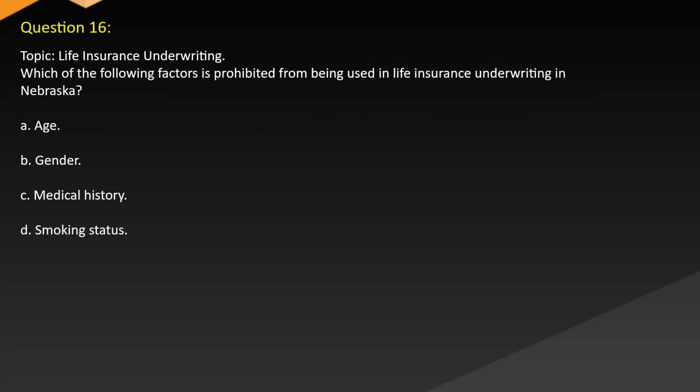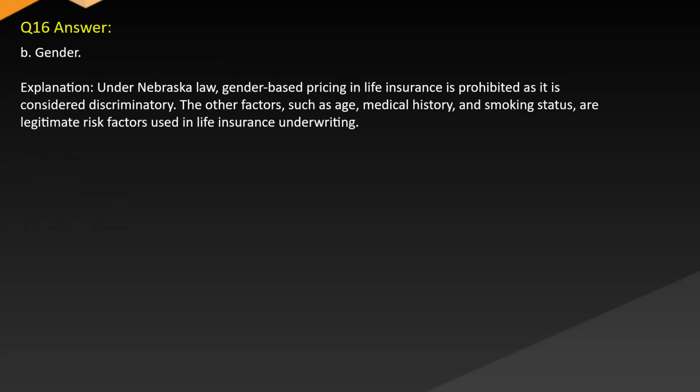Question 16. Topic: Life insurance underwriting. Which of the following factors is prohibited from being used in life insurance underwriting in Nebraska? A. Age. B. Gender. C. Medical history. D. Smoking status. Answer B. Gender. Explanation. Under Nebraska law, gender-based pricing in life insurance is prohibited as it is considered discriminatory. The other factors, such as age, medical history, and smoking status, are legitimate risk factors used in life insurance underwriting.